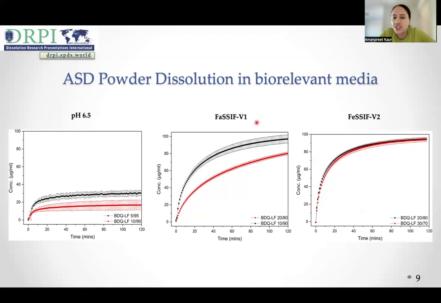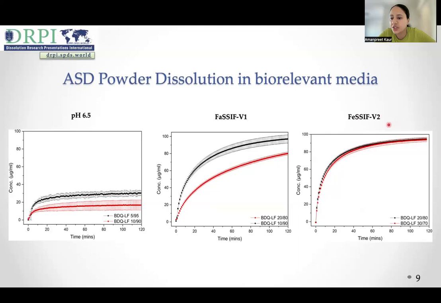In fasted state version 1 media, which also has a pH of 6.5, however, it additionally contains solubilizing micellar species, we observed complete bedaquiline release from 10% drug loading ASD. When drug loading was increased to 20%, bedaquiline release dropped down to 80%. However, release behavior in fasted state version 1 media proved disruption of drug polymer complexation in presence of micelles.